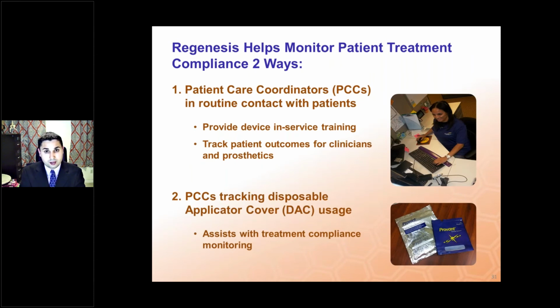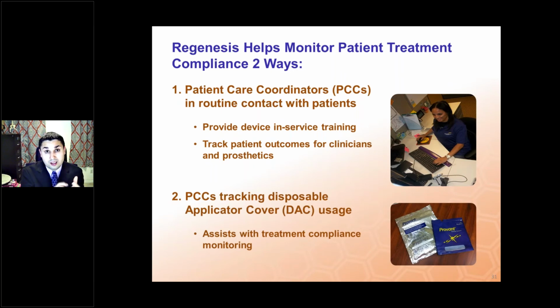And in addition, Regenesis can help monitor patient treatment compliance. They have patient care coordinators that you can always reach out to if you have questions about the coding and insurance. But the biggest part is helping train patients how to use it, maybe sometimes doing the trial testing for you, and renewing the disposable applicator covers, making sure month to month that patients have an adequate amount of applicators so they don't run out. It's somebody they can contact directly, as opposed to sometimes having to contact the physician. So it makes your life a little bit easier.